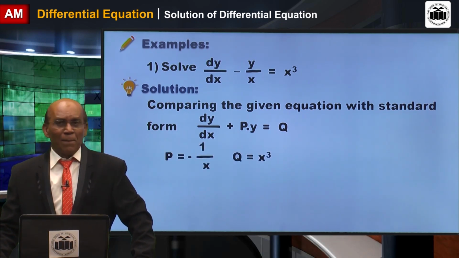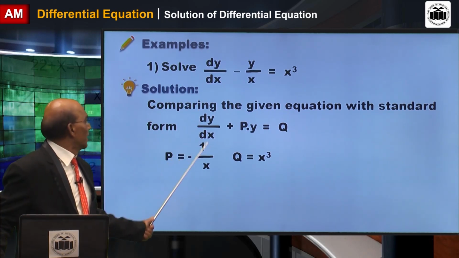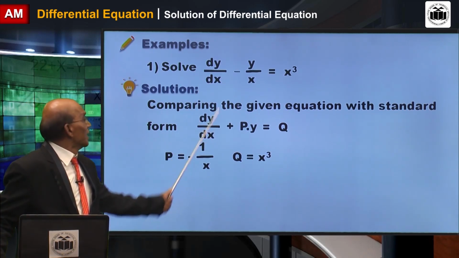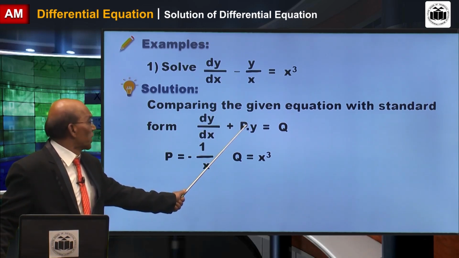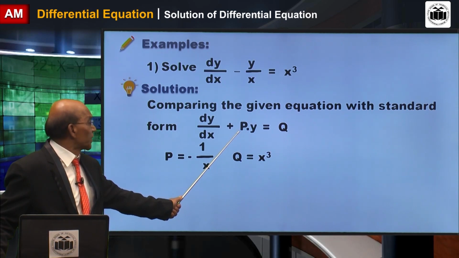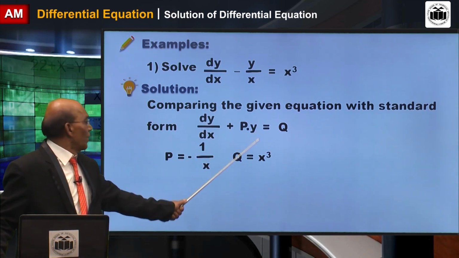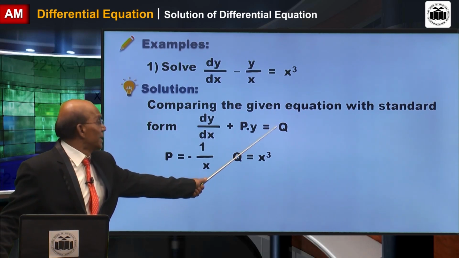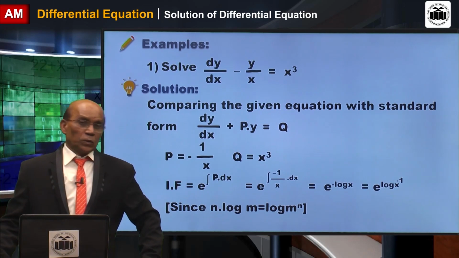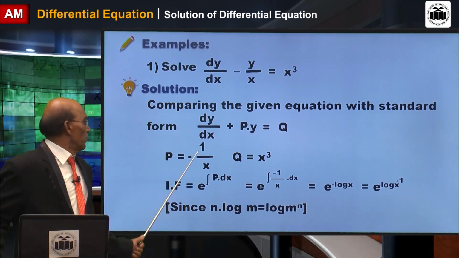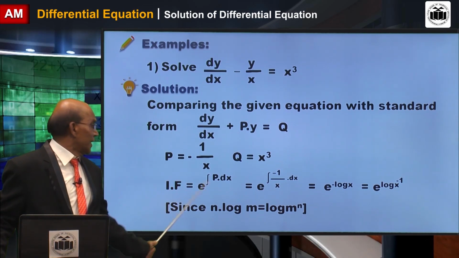So by comparing these two equations, we see that dy by dx plus py, and hence the coefficient of y is p equals minus 1 by x, and the value of q on the right hand side is x cube. So this is the first point, we obtained p and q. Then we come to the IF, e raised to integral p dx.